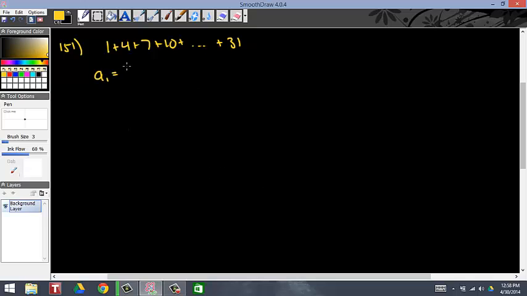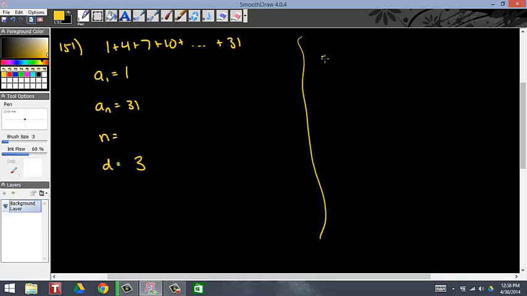We know that A sub 1 equals 1. We know that A sub n equals 31. We don't know what n is, and we need to find out what n is in order to figure out the sum. However, we can tell what d is. What's d in this, Carter? Got to be 3, right? Now, how do we use that information to find out n, Carter?